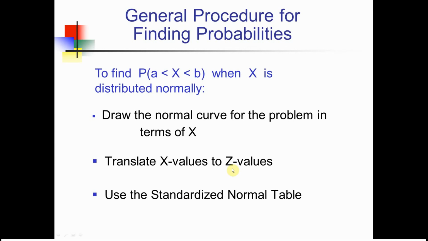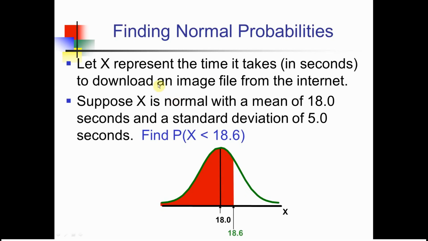So the general procedure for finding probabilities of any normal distribution is to draw a sketch to show what it looks like. Which area under the curve am I looking for? So I might want to find the probability that a normally distributed random variable x is between a and b. So what we do is look at where a and b are, try to get an approximate idea of what we're looking at, and then translate those x values into z values and use the standard normal table.